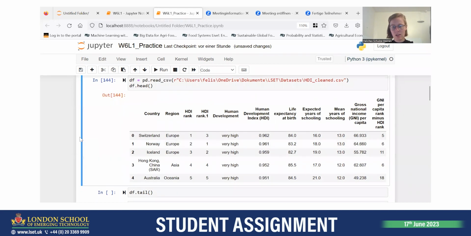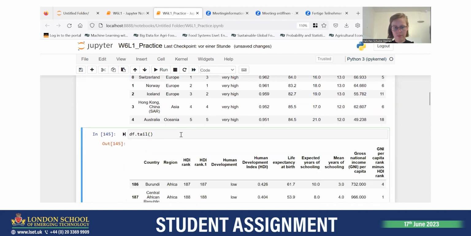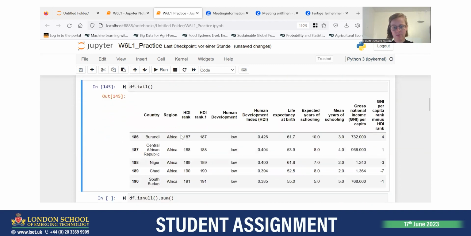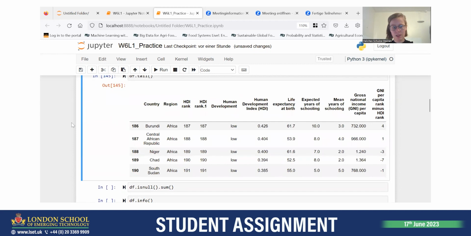Here you can see 11 different columns that indicate the Human Development Index, the country and region, and different sub-indices. This is the tail of the dataset.